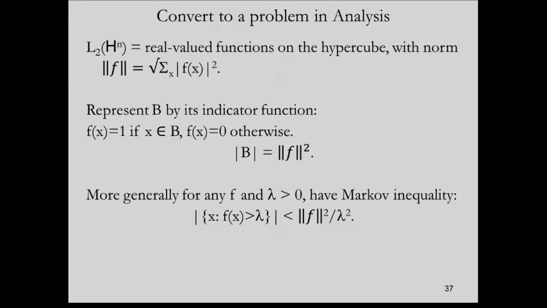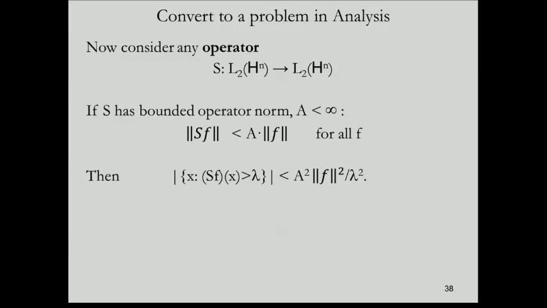So now we want to look at operators, but let's first see what we get from Markov's inequality. We get that the cardinality of points where a function is greater than lambda is less than the norm of the function squared over lambda squared. Simple application of Markov's inequality. Moreover, let's consider any operator. If we know that this operator has bounded 2 to 2 norm, then we get a similar statement: the cardinality of x such that this operator applied on f of x is bigger than lambda is less than this constant a, norm of f squared over lambda squared.